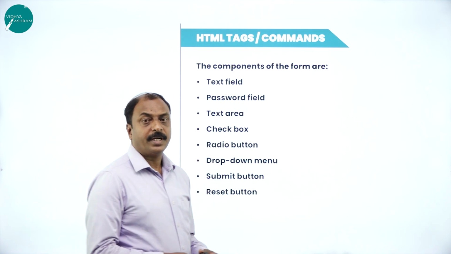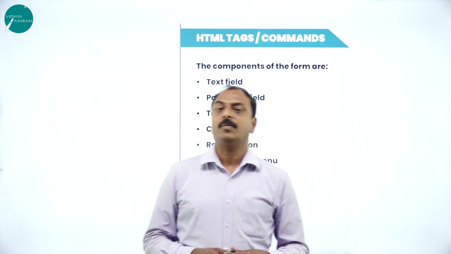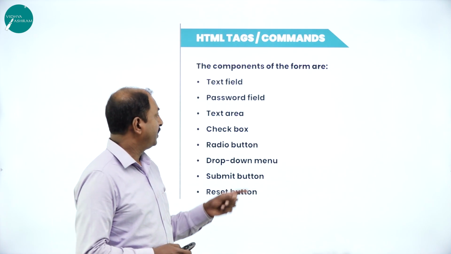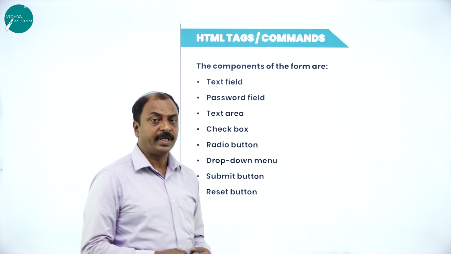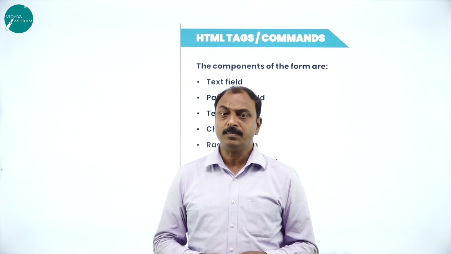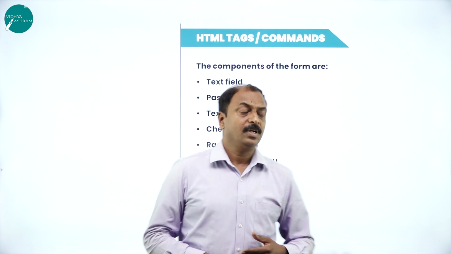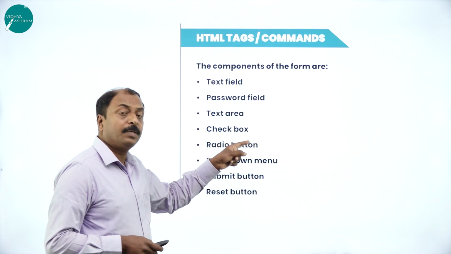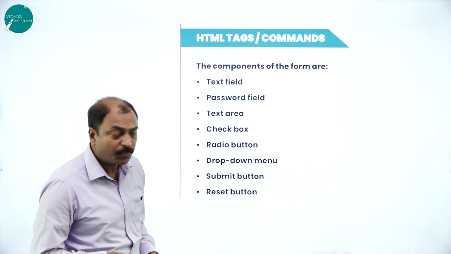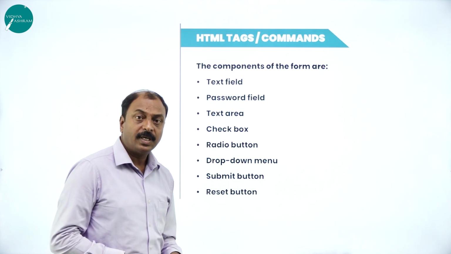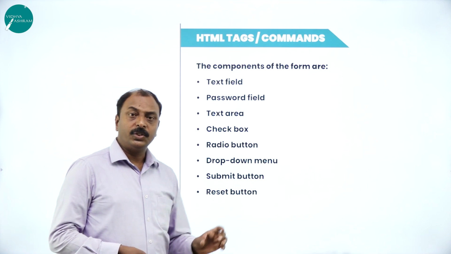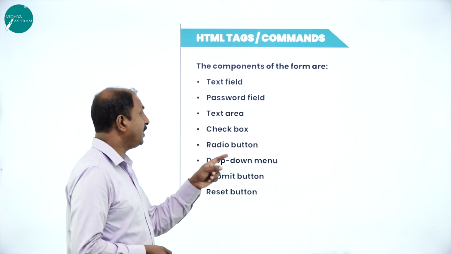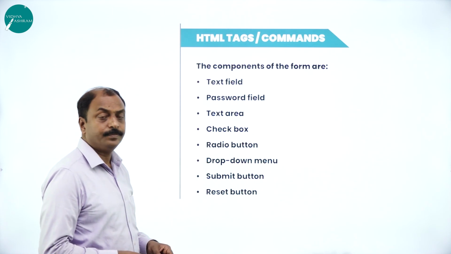What are radio buttons? Radio buttons come in the form of circles, a small button, that is called a radio button, where the user has the option to select any one option from 2 or 3 options. But if you look at check boxes, you can have multiple options, or the user can opt for more than one option. But in a radio button, the user has to opt for only one option. That is the difference between checkbox and radio button.